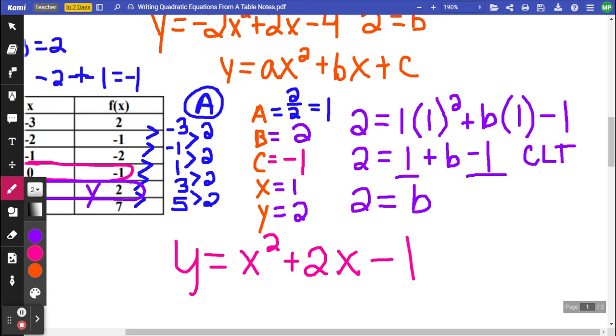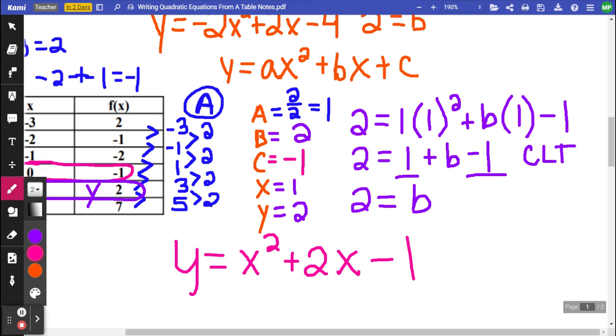So now we simplify. What's 1 squared? Let me pause this real quick. I push pause. Okay, 1 squared is 1. 1 times negative 1 is negative 1. B times 1 is B, minus 4.